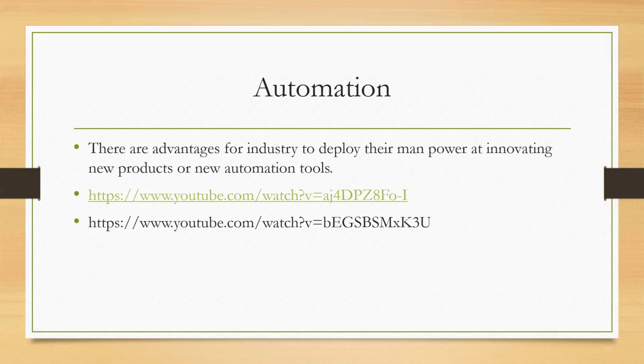And there are also advantages for the industry in how it uses manpower. Instead of using manpower for manual checks, they can use manpower for innovating something new, a new product, or some good automation tools. They may want to replace their legacy automation tools with new ones, so maybe they will use manpower to do research there.